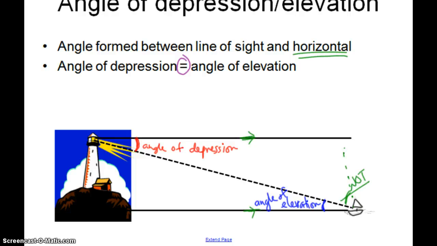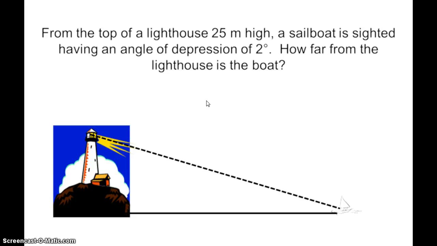So let's go ahead and look at an example using exactly this picture here, the lighthouse and the boat. From the top of a lighthouse that is 25 meters high, a sailboat is sighted having an angle of depression of 2 degrees. How far from the lighthouse is the boat?